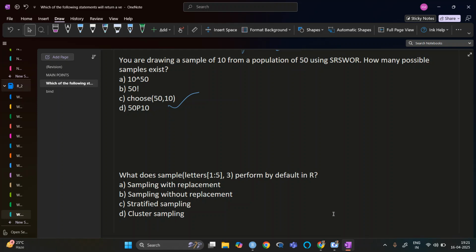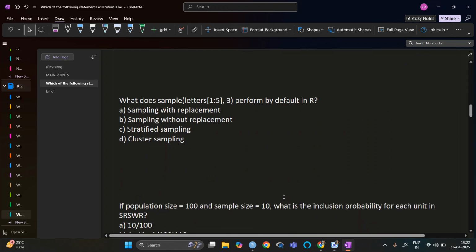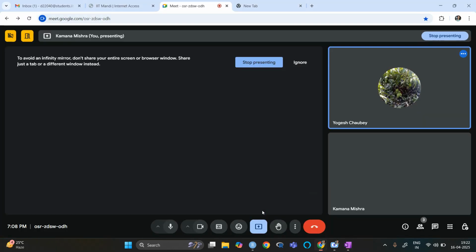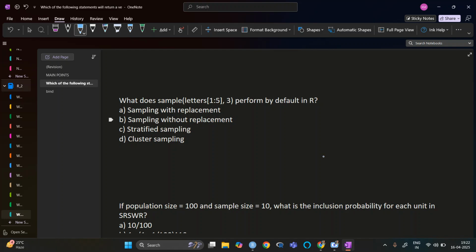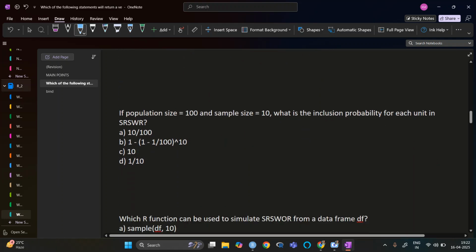So the next question is that if you do the sample perform by default in R, then what will happen? For the sample letters 1 to 5, 3, does it perform with replacement or without replacement? Without replacement. So if you do not give anything, by default, it takes without replacement.